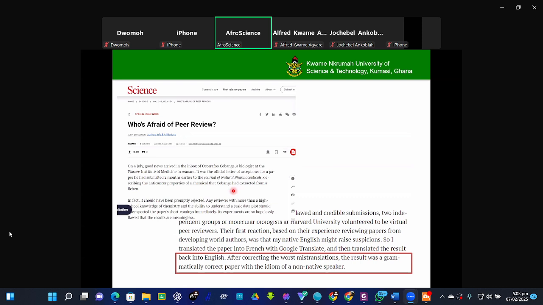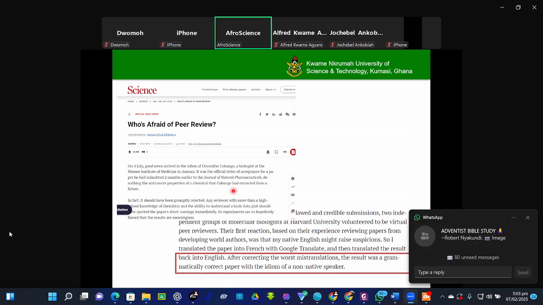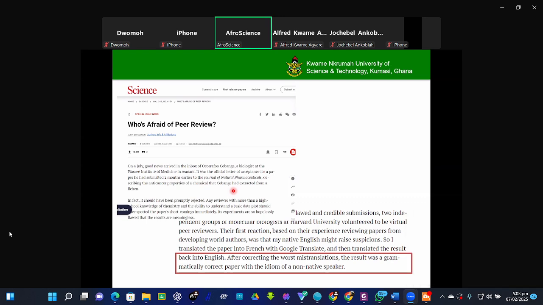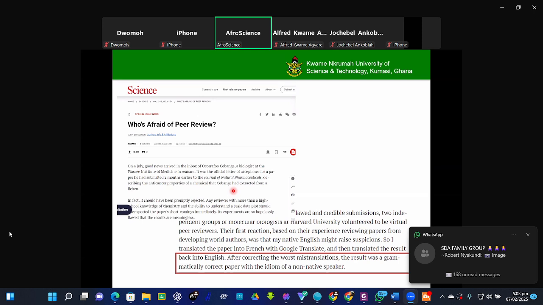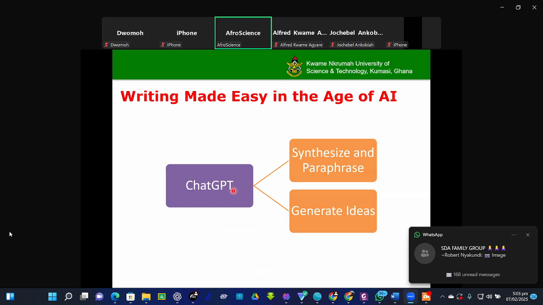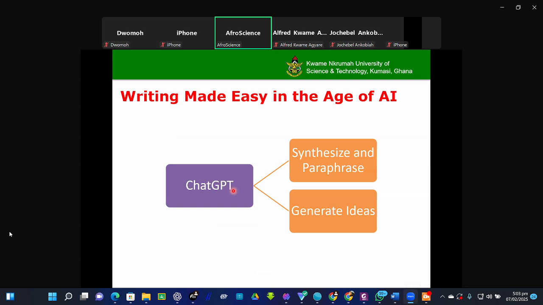Because usually, even if you've written and you are going to publish a paper, the reviewers will say, no, this doesn't sound formal. Not that it's not good, just that they feel that it doesn't look like the kind of English they write. It may not even mean that you are grammatically wrong. It's just that they are not comfortable with the way you've written. So for that, I feel you can use ChatGPT, for instance, or any generative AI to synthesize and paraphrase. Another way you could use it is to generate ideas.